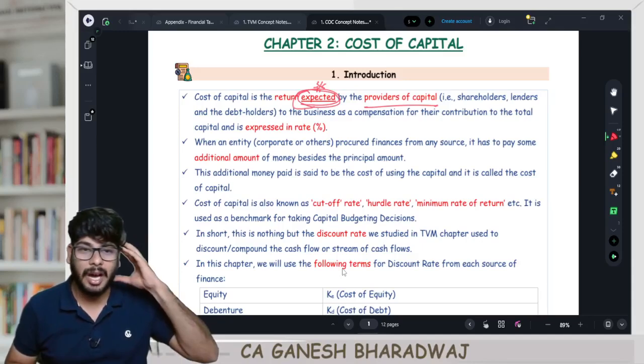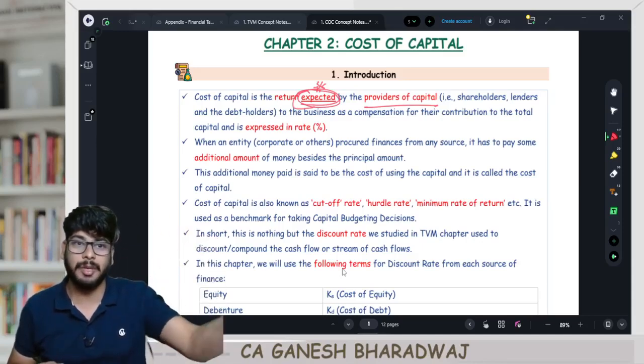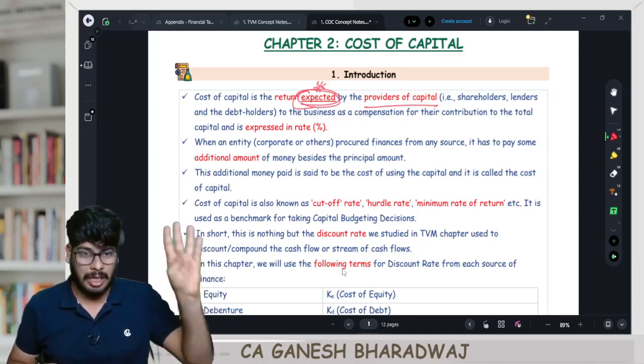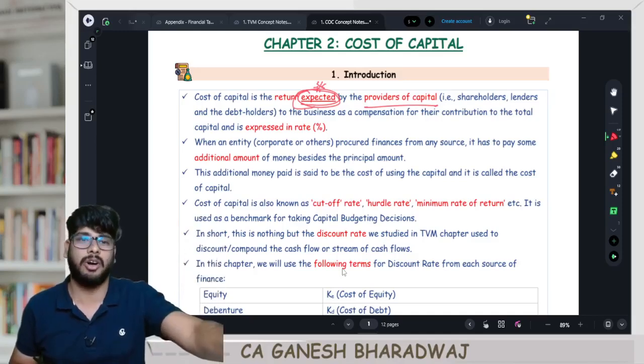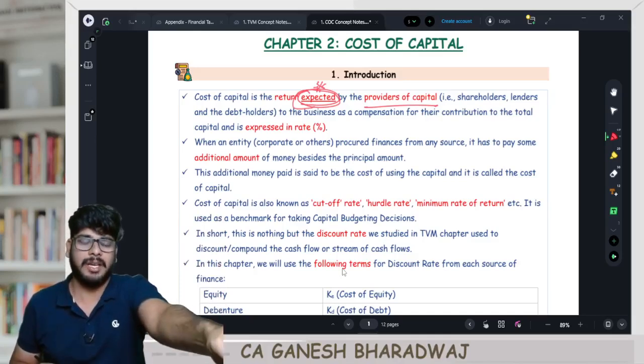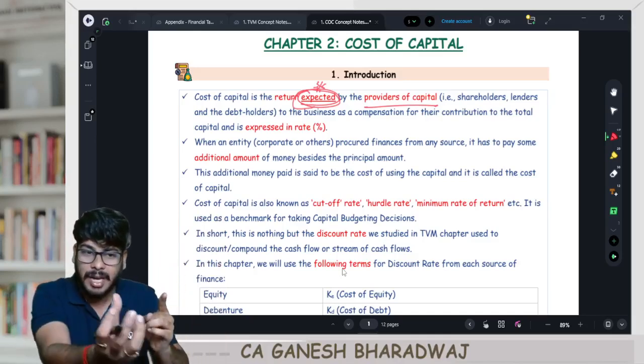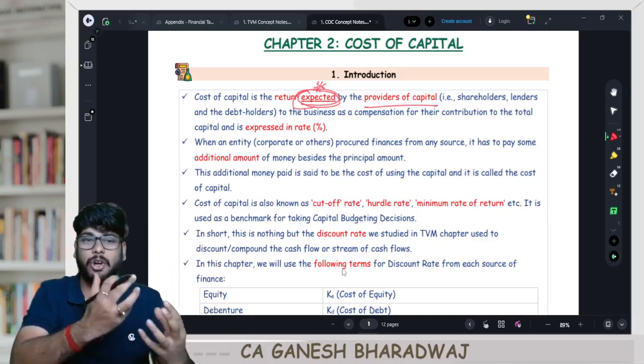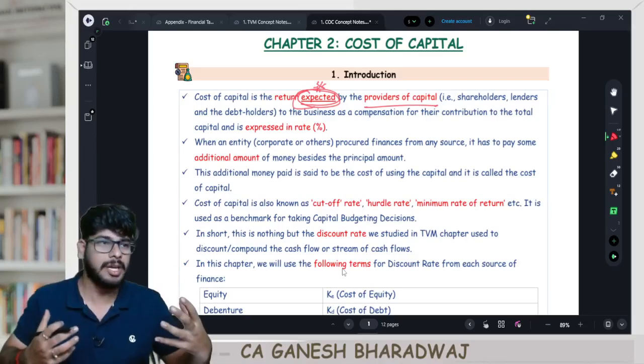It means we are dealing with the expectation of the providers of finance. So suppose the company has actually incurred a cost, right? That actual cost is irrelevant. Today, if their investors are expecting something, we deal with these figures. It is based on the model of opportunity cost. Are you clear with this?